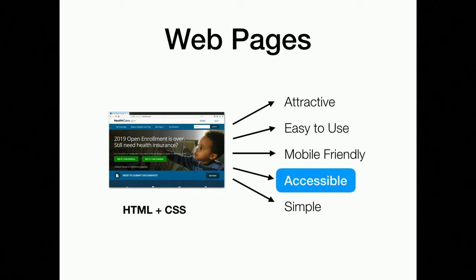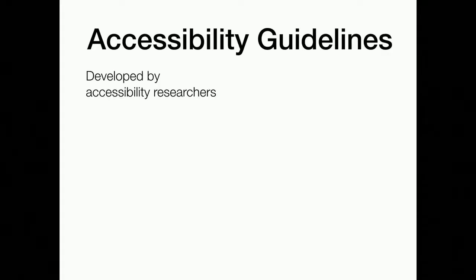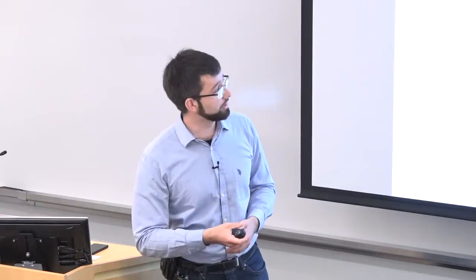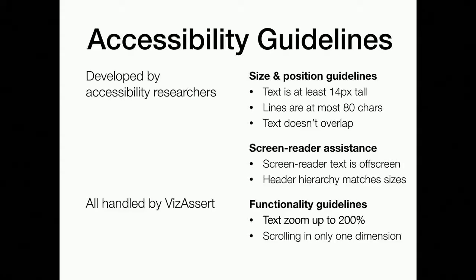Now, what do I mean by accessibility? It's complicated because there are a lot of different kinds of disabilities and a lot of different ways you could plausibly try to accommodate for them. But this task has been taken up by accessibility researchers who've developed a set of guidelines for the most common and useful accommodations for the most common and problematic disabilities. These guidelines cover a range of different things. Some talk about just the size and position of things on your screen. Text should be big enough, it shouldn't overlap, etc.